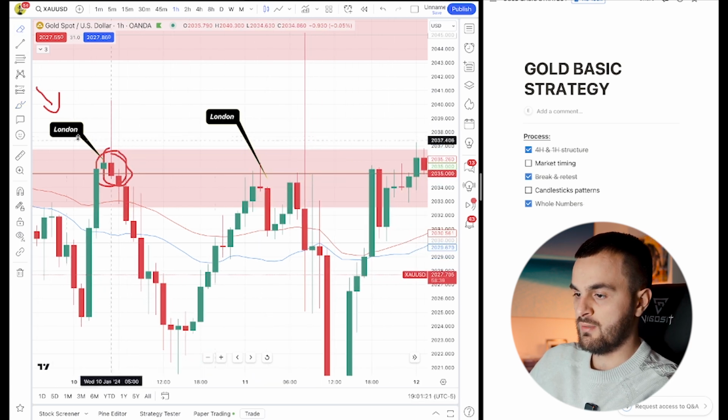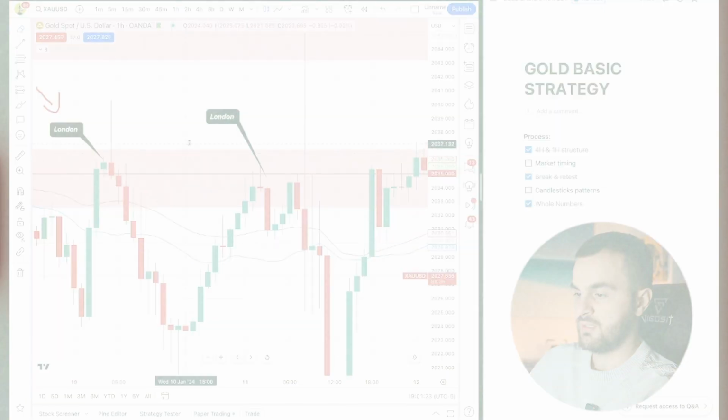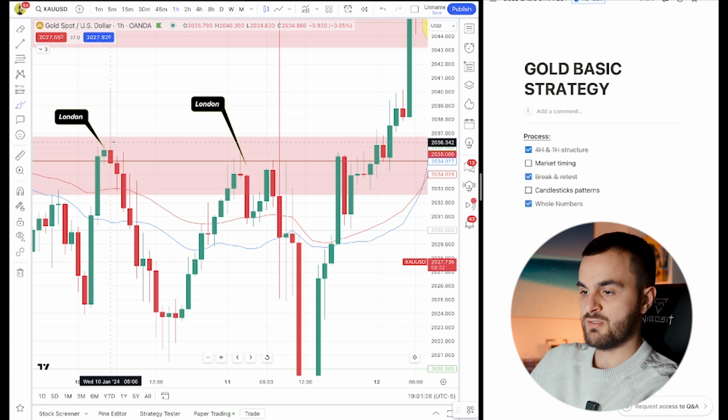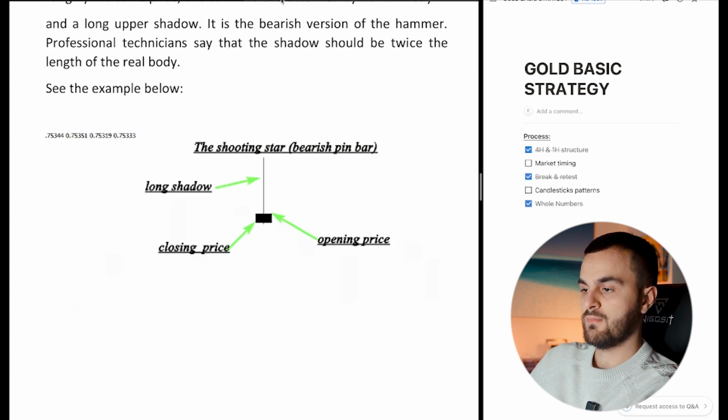You can even see the same candle. Let me clear this up a bit so we don't have so much drawing on the chart. You can see around that 2035 area the next day. So here we have a daily shooting star formation. There's different candlestick patterns, guys. There's your most common candlestick patterns.